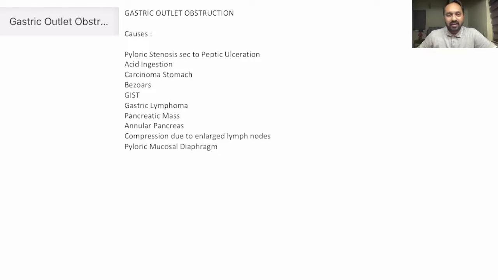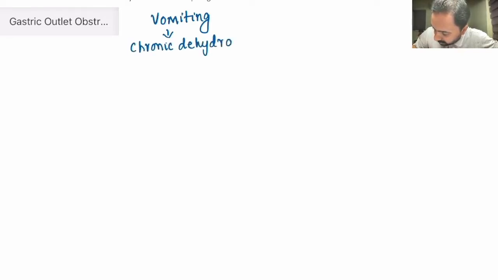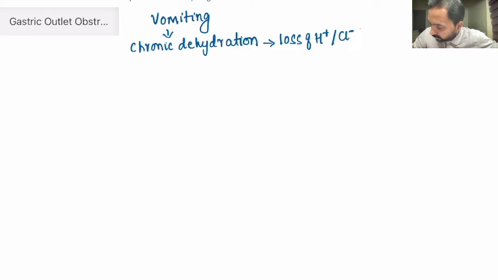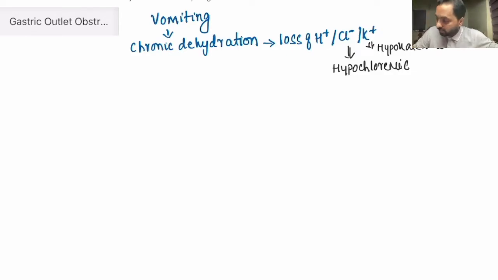So, what happens in gastric outlet obstruction? There is vomiting. Now, because of this vomiting, there is a phase of chronic dehydration. Because of this chronic dehydration, there is loss of hydrogen, loss of chloride, and loss of potassium. This loss of chloride is going to lead to hypochloremia. This loss of potassium is going to cause hypokalemia.